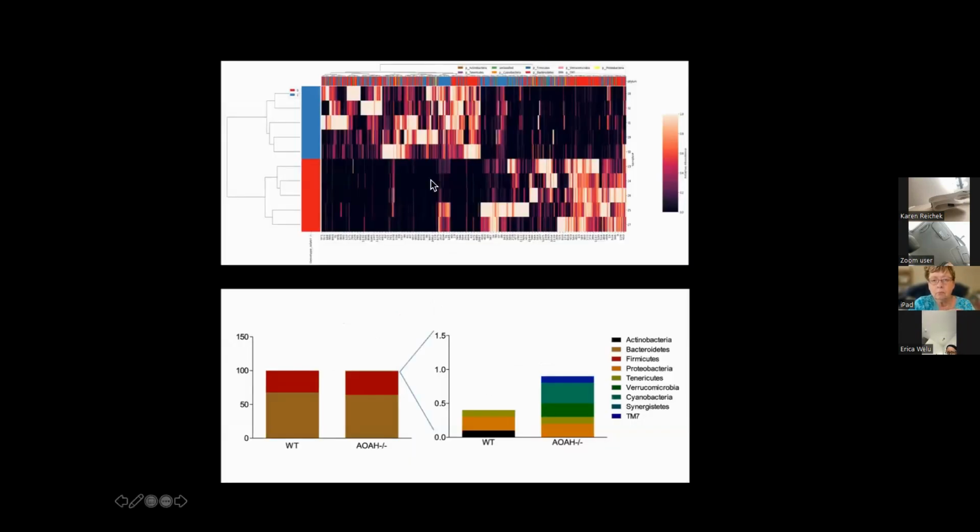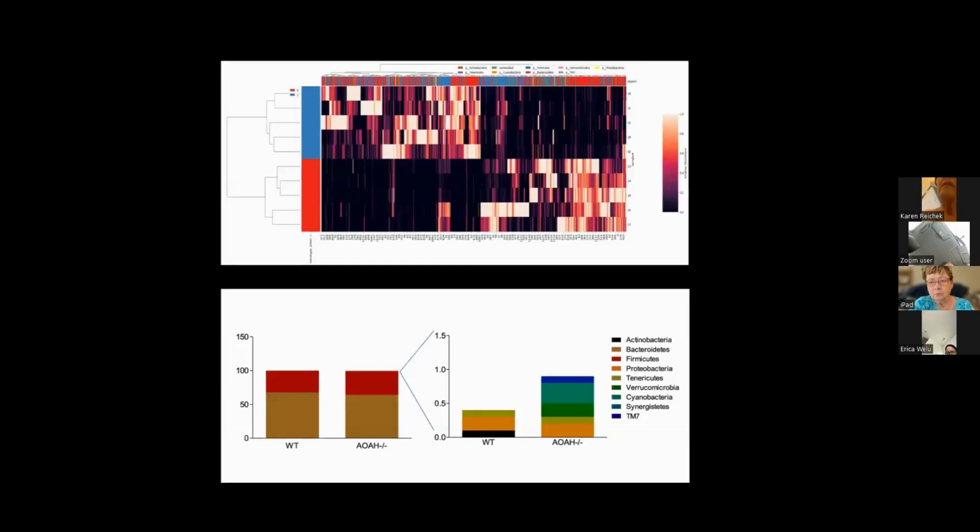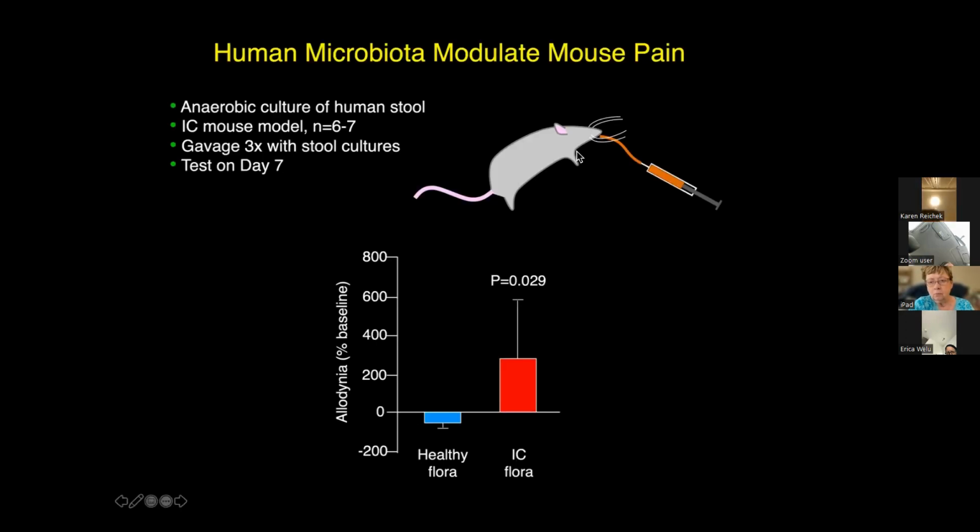Well, this is just to further emphasize that there are differences in microbiota. We can look at individual species. We can look at phyla. Some of the major phyla are not much different, but when you look at the minority ones, they're very different between normal mice and our AOH mice. But it turns out that the microbiota can actually shape the pelvic pain responses. So we did an experiment where we took some stool of IC patients versus controls, and we cultured up the bacteria from those stool samples, and we gave it to the mice, and then we measured their allodynia.